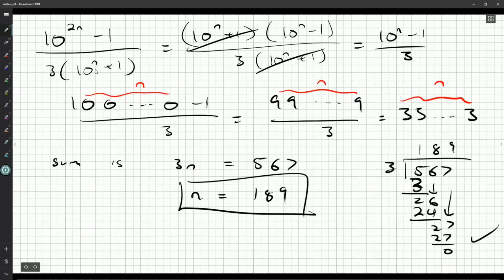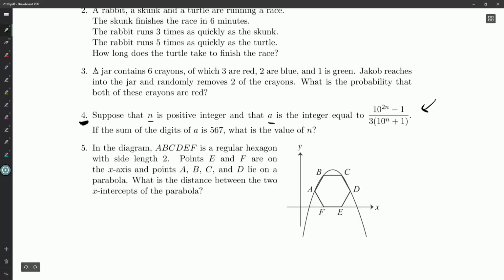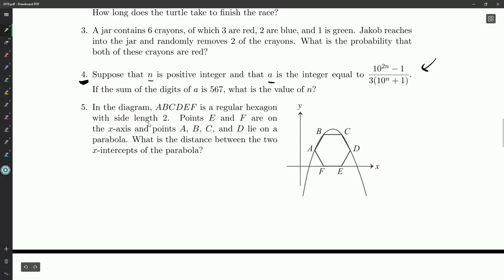Okay, so there we go. And that was question 4. So up next, we're going to take a look at question 5, which appears to have an interesting looking hexagon, but we will get to that in the next video.